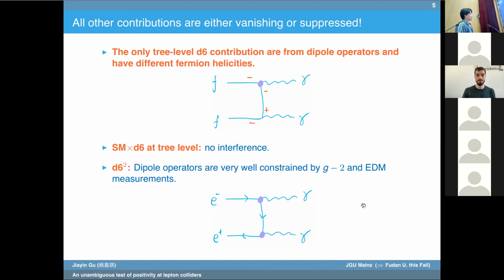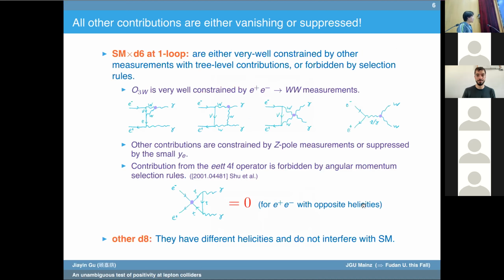But it turns out that these dipole operators are very well constrained by g-2 and EDM measurements. So if we plug in numbers, it's basically too small and totally negligible. Of course, we also need to consider the interference between the standard model and dimension 6 at 1 loop level, because one loop suppression factor could be comparable with one factor in the EFT expansion. So those could be comparable with the tree level interference between the standard model and dimension 8. But it turns out that these are either very well constrained by other measurements to which they contribute at tree level, or forbidden by some selection rules.